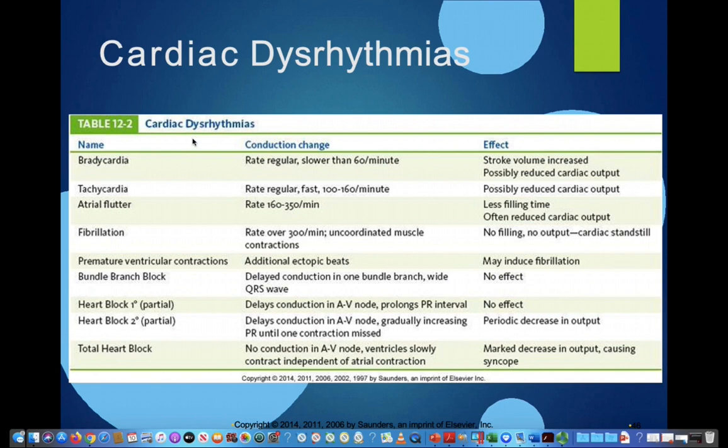Okay, so here are some of the terms: bradycardia, tachycardia, atrial flutter, fibrillation. Those are some of the biggies that I think you should be a little bit familiar with. I'm not going to ask you much on these QRS and these bundle branch blocks. I'm not going to ask you too much on that, if anything at all, nothing.